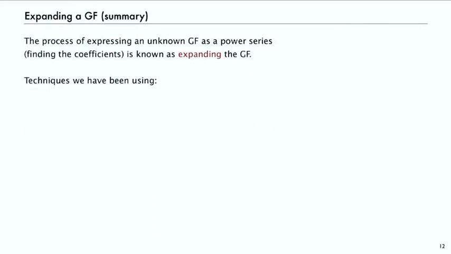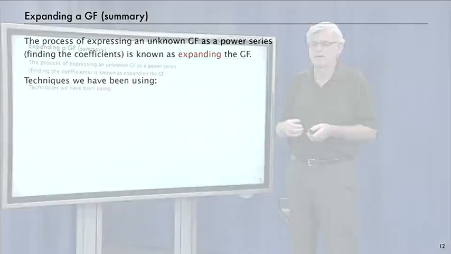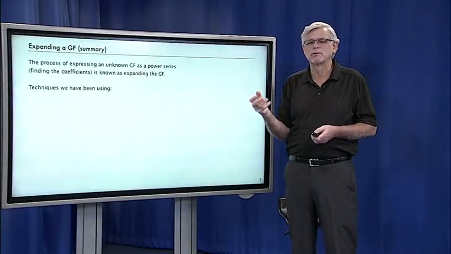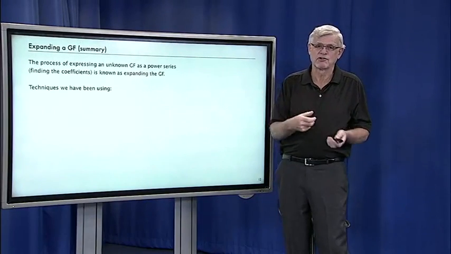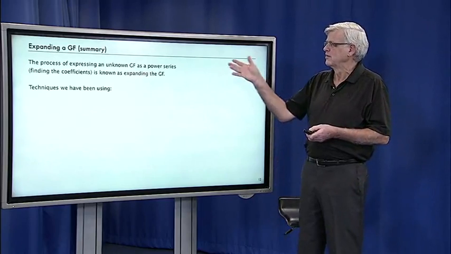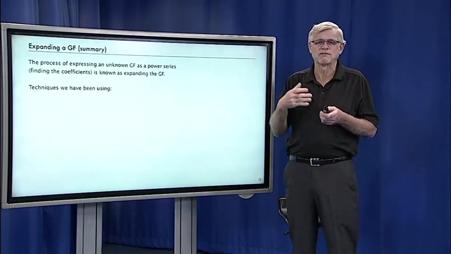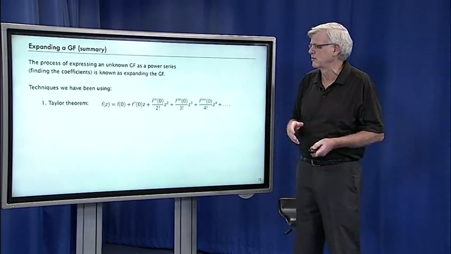So that's convolution. The summary is that we can do what's called expanding a generating function by expressing an unknown generating function as a power series. That's finding the coefficients. And you can look at what we've been doing as going in both directions. Given a sequence, what's the generating function? Or given a generating function, what's the sequence? So let's look at the second one, given a generating function, what's the sequence?